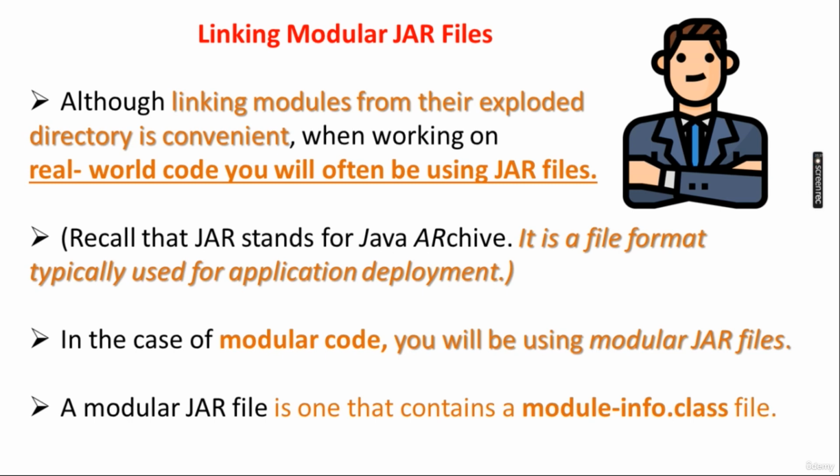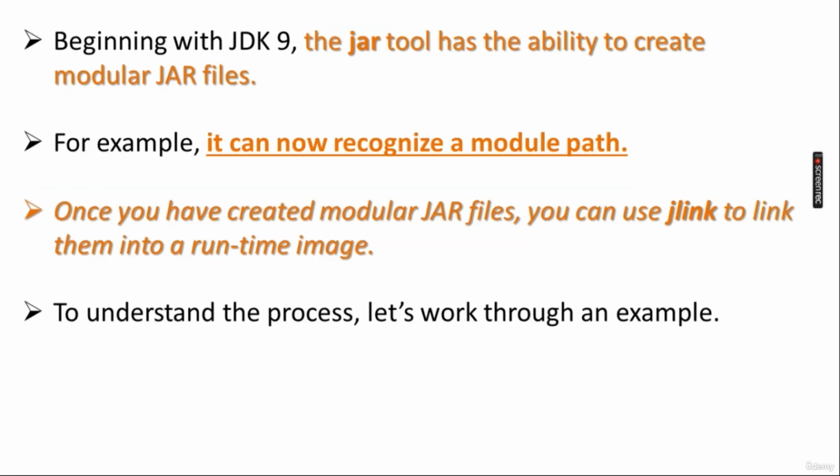In the case of modular code, you will be using modular JAR files. So there is a normal JAR file and a modular JAR file. A modular JAR file is one that contains a module-info.class file. From Java 9, the jar tool has the ability to create modular JAR files that have module-info.class. It can now recognize the module path automatically.